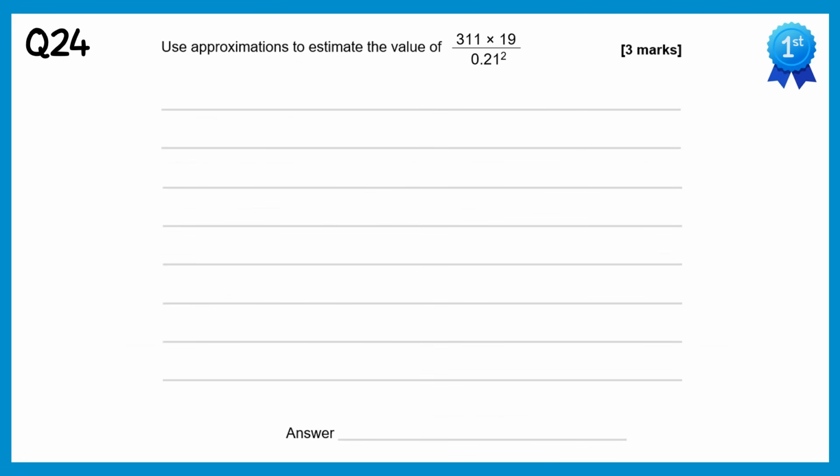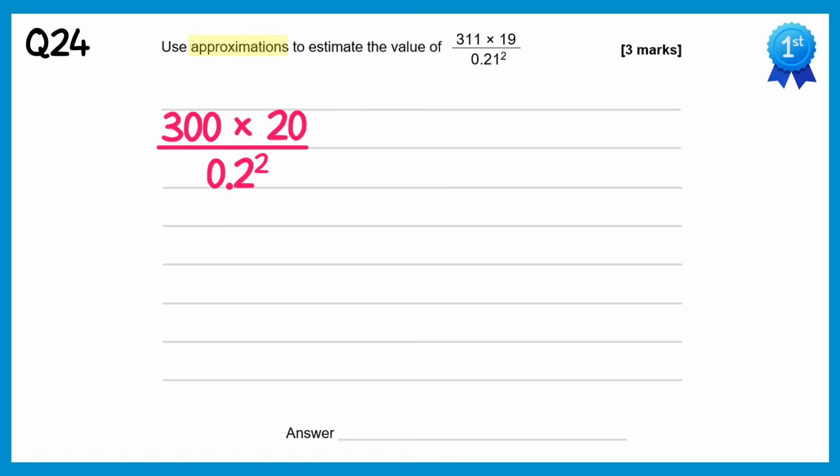For this question, we're asked to use approximations to estimate the value. This means we're going to round all of the numbers in the question to make the calculation a little bit easier. So instead of 311, we'd round that to 300. Instead of 19, we'd round that to 20. And instead of 0.21, we could round that to 0.2. Now we can work this out.